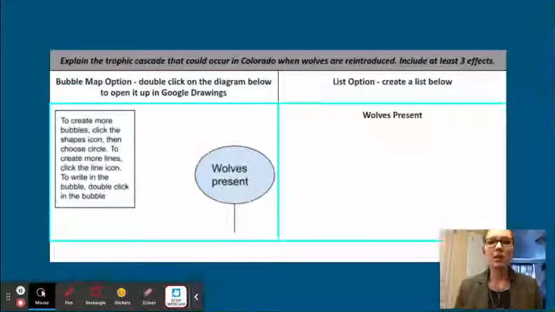The next part is you guys are going to explain the trophic cascade that could occur when the wolves are reintroduced into Colorado, and include at least 3 effects. So you can choose to do a bubble map or a list like we did with our Yellowstone examples.